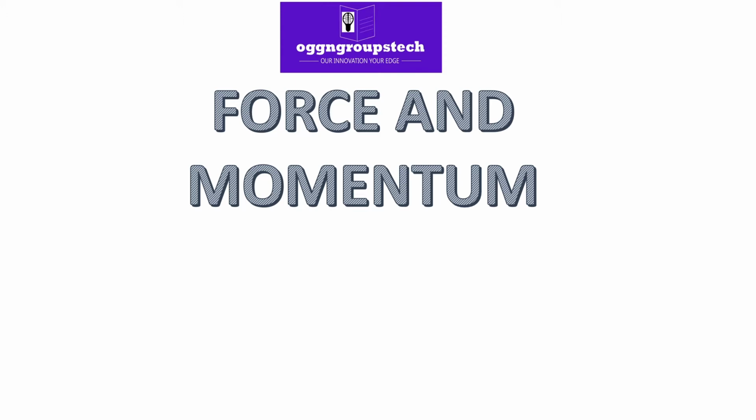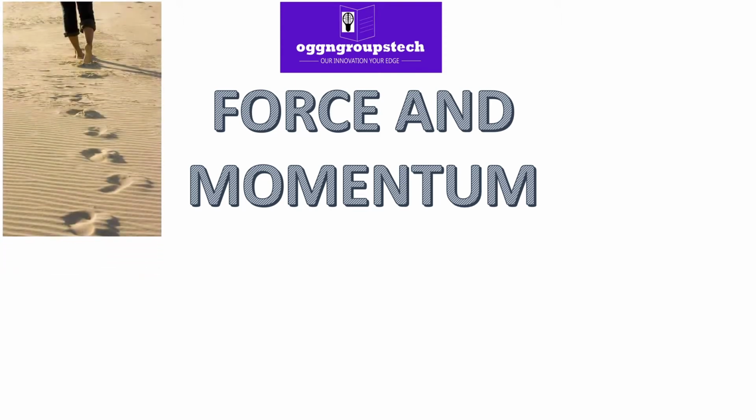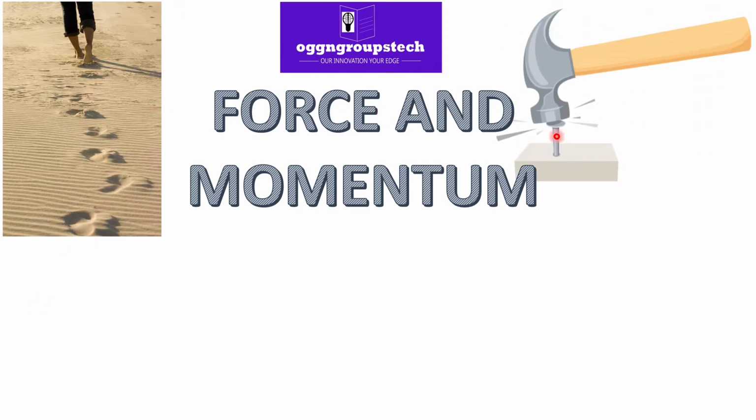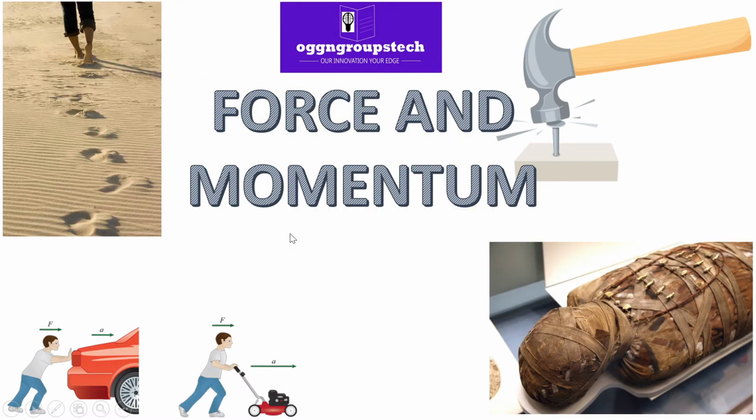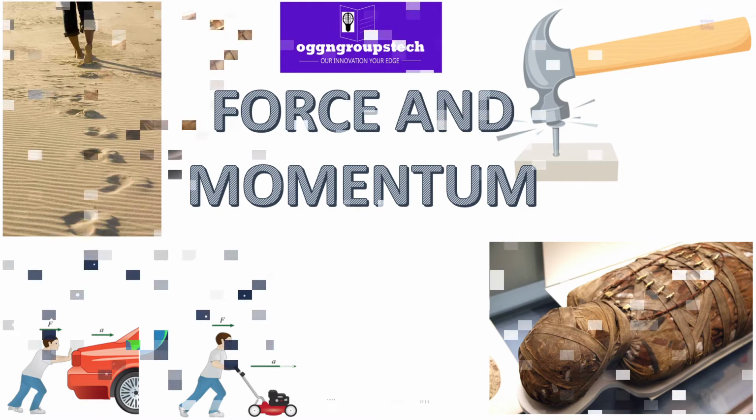Let us begin. First example is a person walking on sand, and we can see the footprints on the sand. Second example is a nail being hit by a hammer and the nail goes into the block. Third example, a man is pushing a car and a man is pushing a pram. And last but not the least, the mummies.